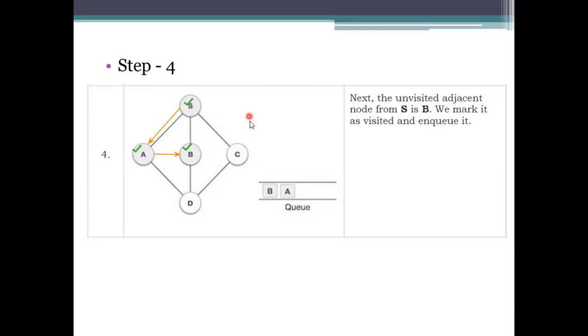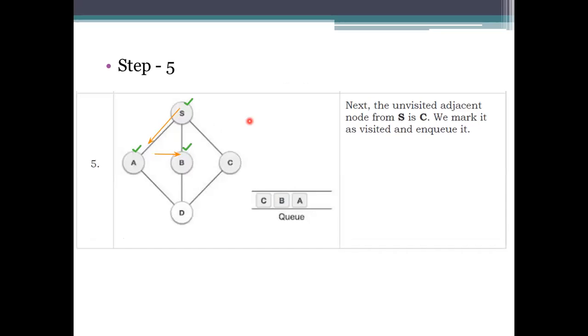Then see whether another edge is there or not. As we have an edge, which is C here, visit that C and mark it as visited. And store this value into the queue here. Next, we need to see whether any adjacent node is there or not. So here there is an adjacent node, which is D.